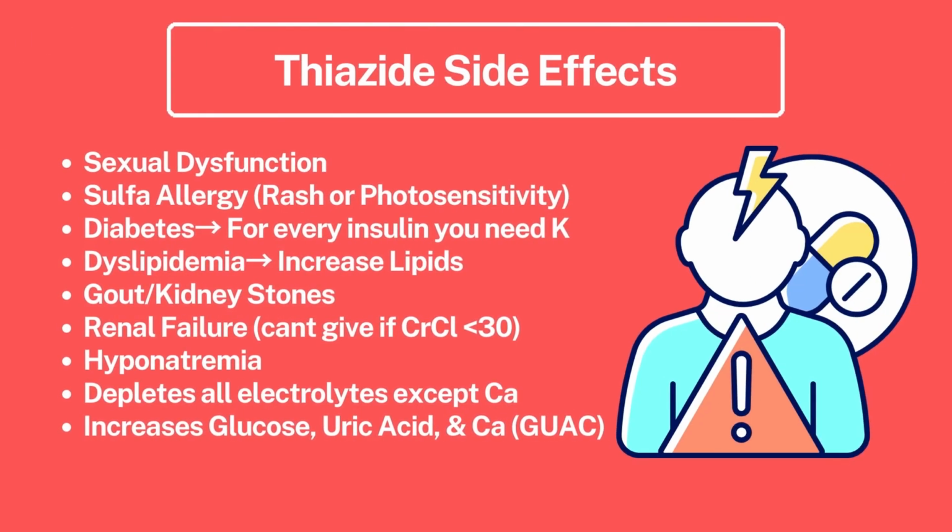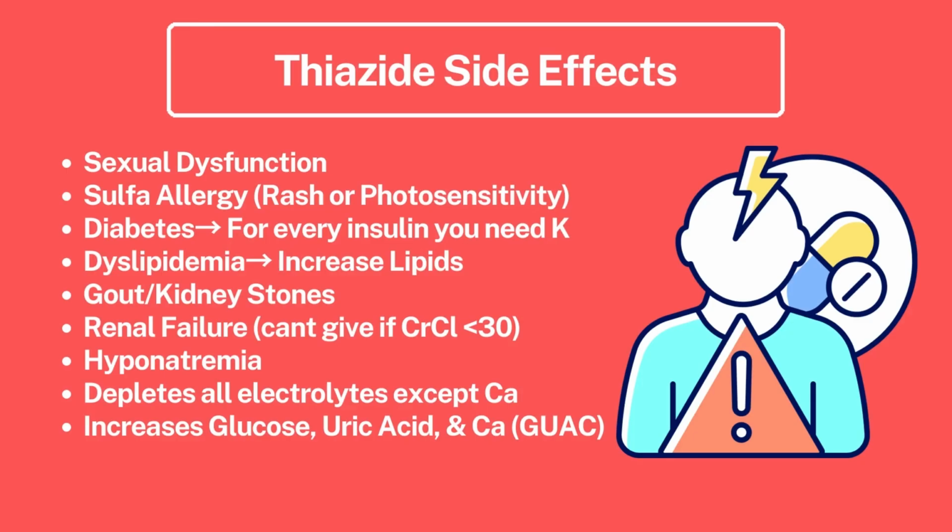Now let's move into thiazide diuretics, cautions, and side effects. And I would recommend knowing these for the NAPLEX exam. There are quite a bit of them, but they are important since thiazides play a big role in hypertension management. So these include sexual dysfunction, sulfa allergies, diabetes, dyslipidemia, gout/kidney stones, renal failure. It is important to note that thiazide diuretics cannot be given to patients with creatinine clearances less than 30, except one medication, which is a thiazide-like diuretic.